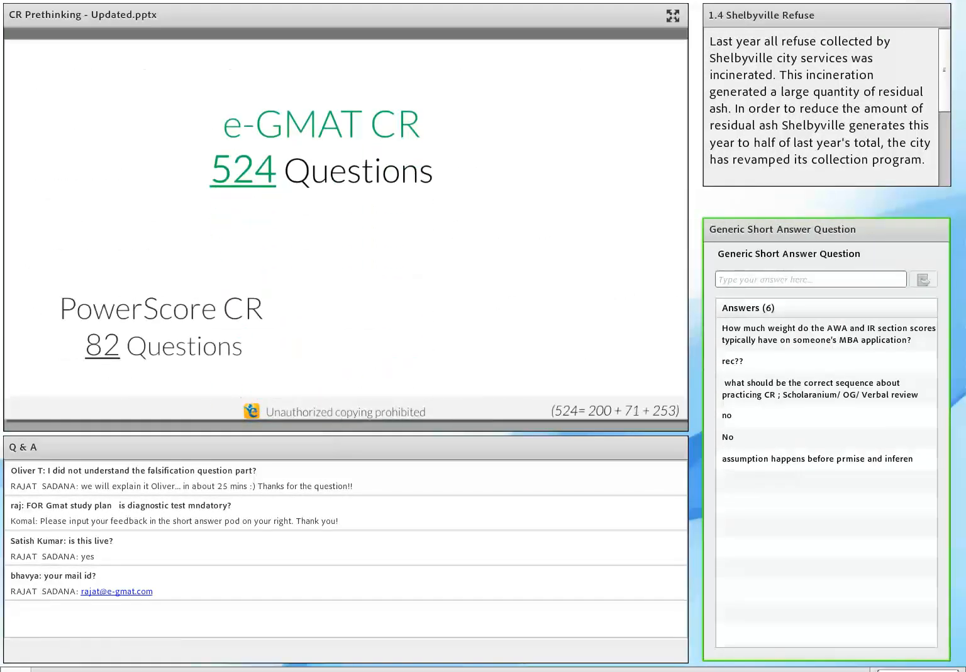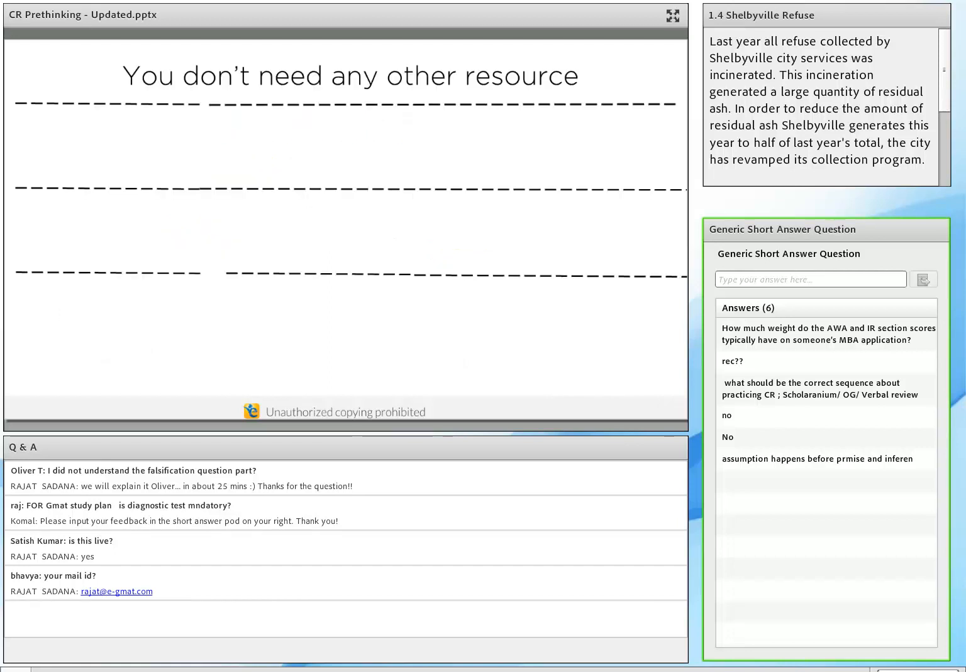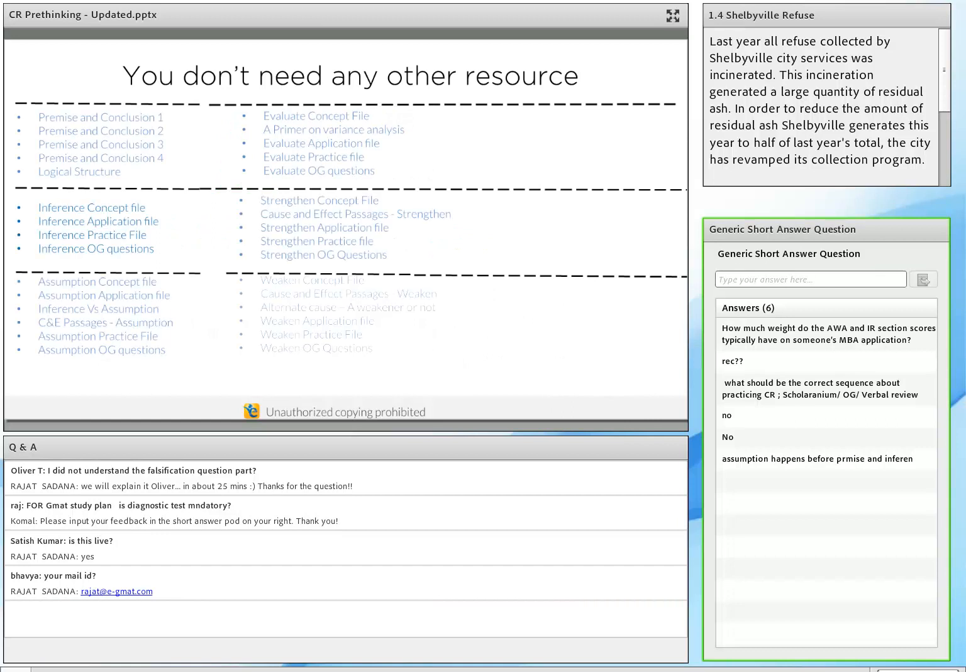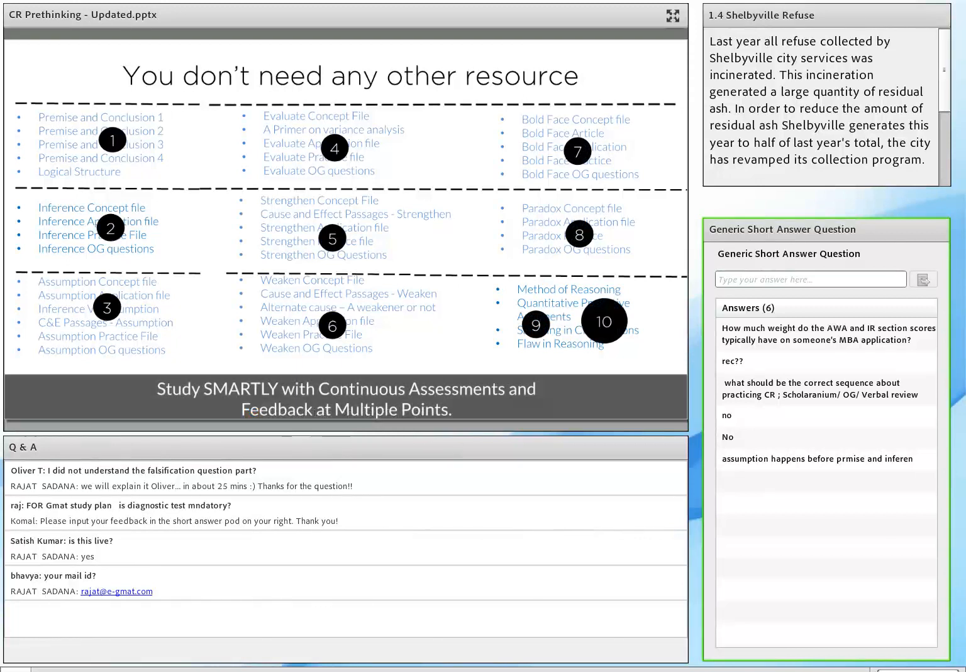Okay. With that, just to really tell you how comprehensive this is and why you don't need to do as many official questions when you go through the course, is because this is about 6 to 10 times as comprehensive as any other resource out there. And this is just the sequence that you're going to go through in the course. Don't go through any other resource, please. It's just going to get conflicting. It's going to take you away from pre-thinking.